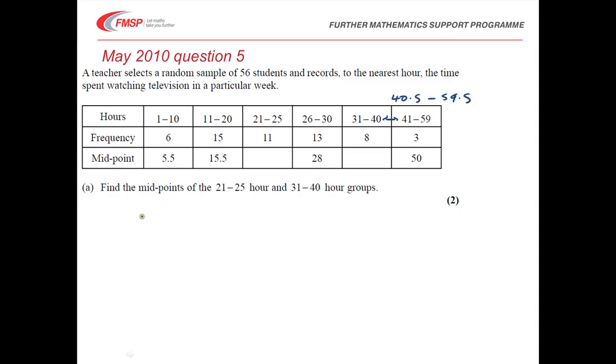Okay, now to find a midpoint of a class or a group or an interval, call it what you will, you add the ends together and divide by 2. Now notice it doesn't matter if you do it using the values that we should use, we're still going to get the same answer. And you can fill that in on the table, okay? And we do that for each, and we're going to get a mark for each one. 31 plus 40 divided by 2 is also 35.5.